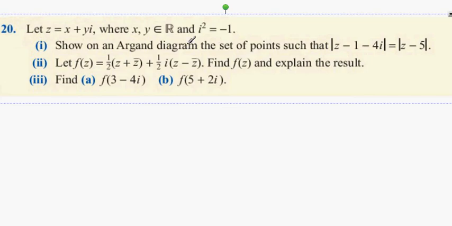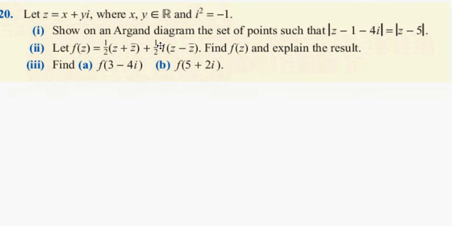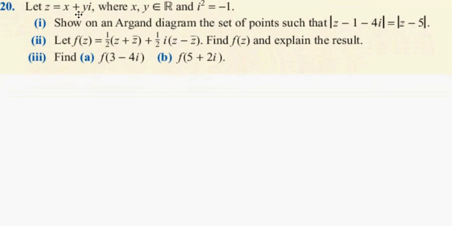Now we're on to question 20. Let z equal x plus yi, where x and y are elements of R and i squared is equal to minus 1. Show on the Argand diagram the set of points such that the modulus of z minus 1 minus 4i equals the modulus of z minus 5. Okie dokes. So what we're first going to do is get z minus 1 minus 4i. So we're going to write that down.